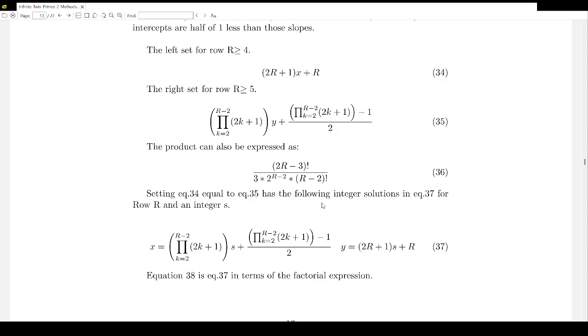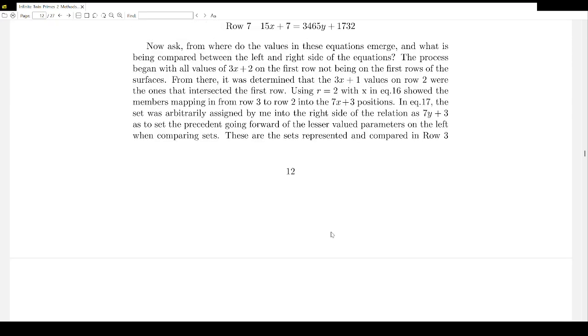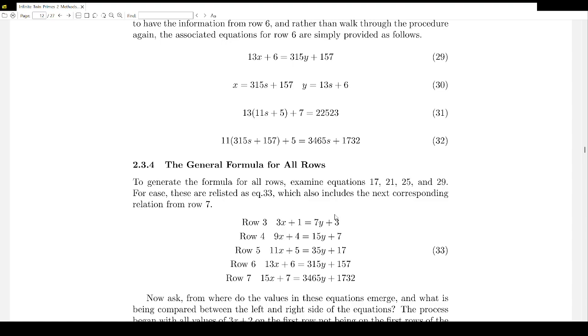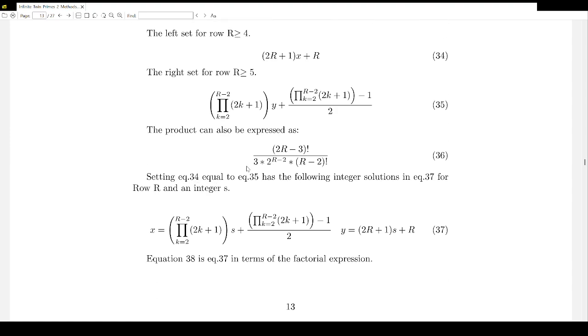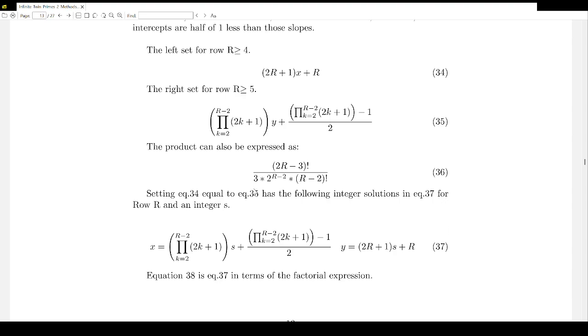So the same way, now, for each of these comparisons in our general form, the same way that we did for each one, we found our integer solutions with S for X and Y. We're going to do that in general now for our general form. So setting equation 34, our general left-hand side part, equal to our general right-hand side part, has the following integer solutions in equation 37 for row R and an integer S. So now we've found our generating function of our integer solutions for this entire pattern.